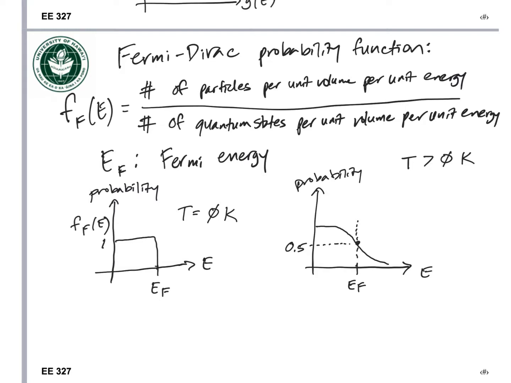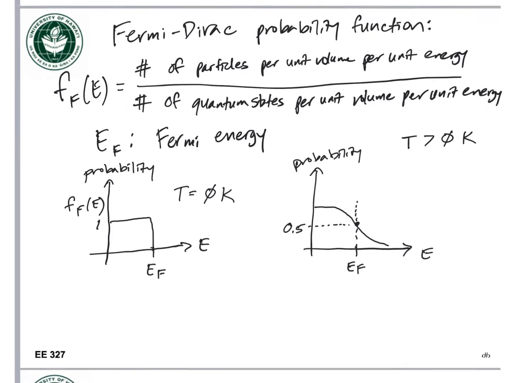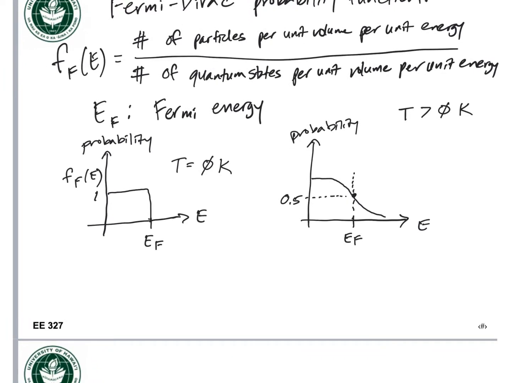Now, because this is a review, I'm going to skip ahead a little bit and talk about how the Fermi energy relates to our band diagrams. So here's a band diagram. Here's the conduction band. Here's the valence band. Where's my Fermi level for an intrinsic semiconductor? Exactly in the middle? It's near the middle. It's not necessarily exactly in the middle.